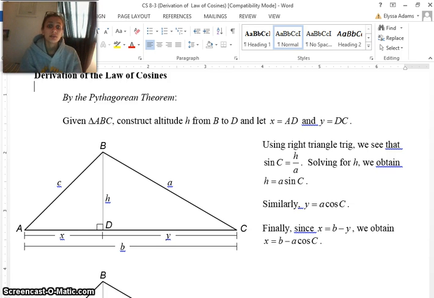So it's called the law of cosines, so obviously we're probably going to use cosine somewhere in here. Let's get started. This specific handout is deriving the law of cosines, so this is kind of like proving it, showing where it comes from. We're starting off with this non-right triangle, triangle ABC.